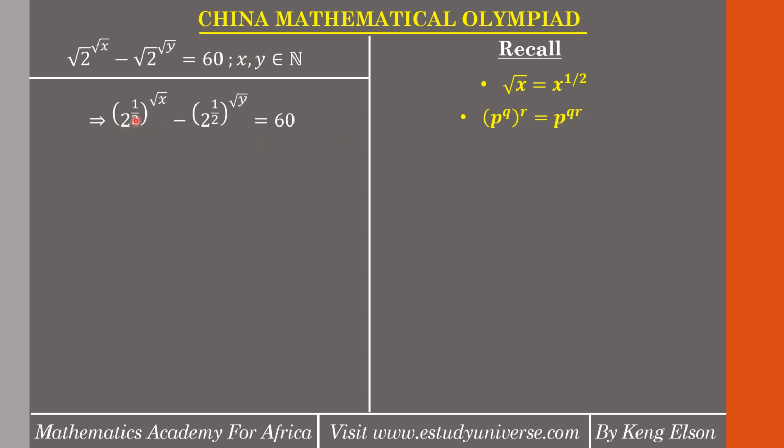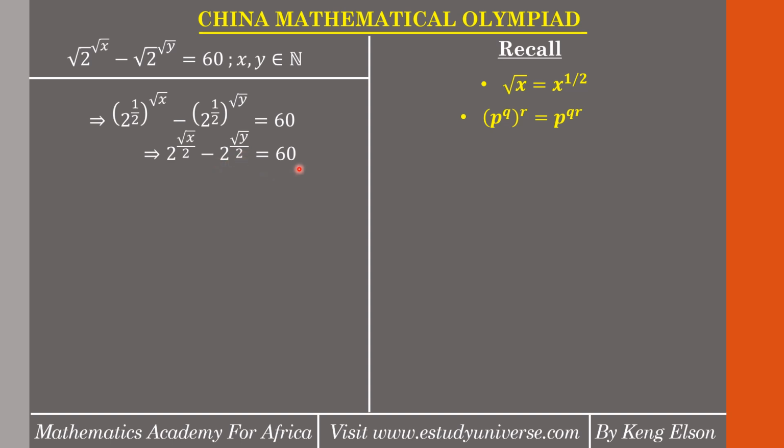So 2 to the power half, all that to the power root x, will definitely be 2 to the power half times root x, which is root x on 2. Same thing applies for 2 to the half, all that to the root y. So doing that, we are going to have 2 to the root x on 2 minus 2 to the root y on 2 equals 60.